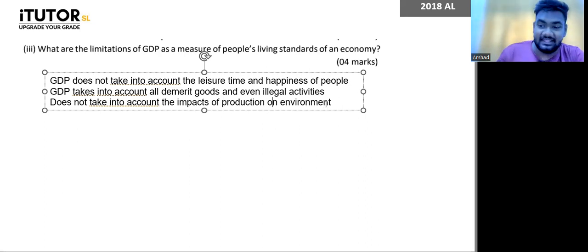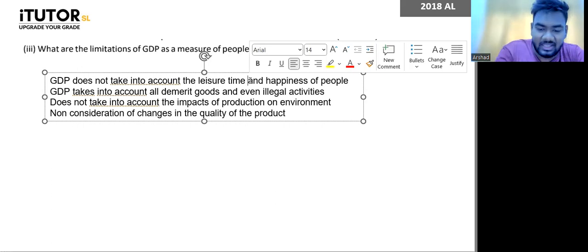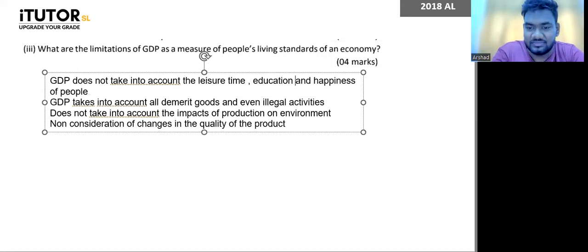You can also say non-consideration of quality. Even in GDP, they don't take into consideration the quality of the good. What does GDP look at? GDP looks at the price and the quantity, that's price times quantity. You can also put education here. It does not take into account leisure time, education, and all of that. So those are limitations of GDP as a measure of people's living standard.